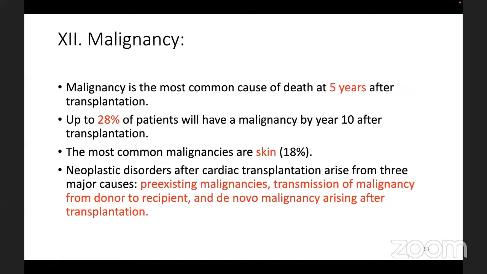Now, moving on to malignancy, it's the most common cause of death after 5 years of transplant, and up to 28% of patients will have malignancy by year 10 after transplant. The most common malignancies are skin, accounting for 18% of malignancies. Neoplastic disorders after cardiac transplantation arise from three major causes. It's either a pre-existing malignancy or transmission of malignancy from donor to recipient. Both of these causes are not rare, but not the most common. Most commonly, it's a de novo malignancy arising after transplantation, secondary to immunosuppression.